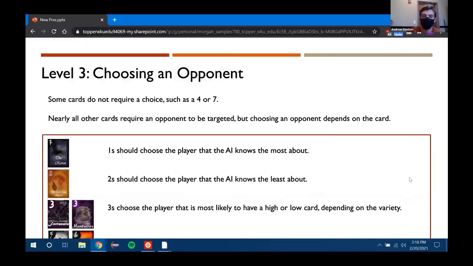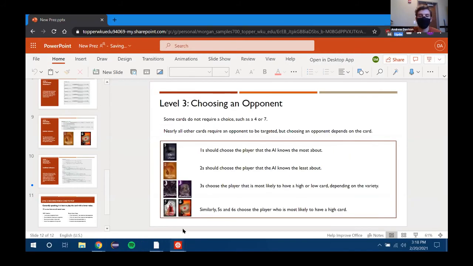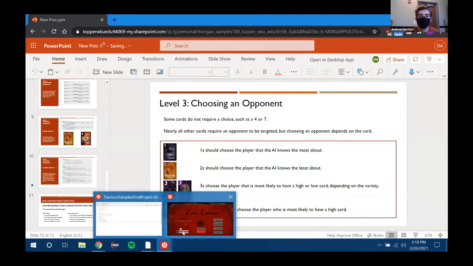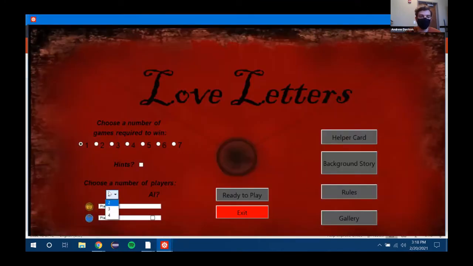And to round up this presentation, Morgan and I would like to do a little bit of a demonstration with an AI and hints, which functions very similar to the AI. So I'll be player 1, Morgan will be player 2, and player 3 will be the AI.